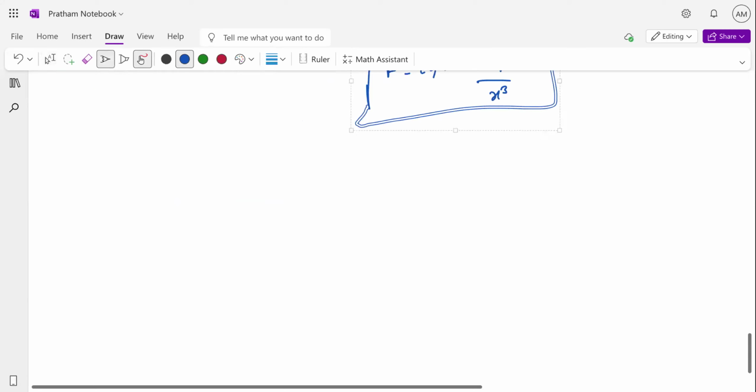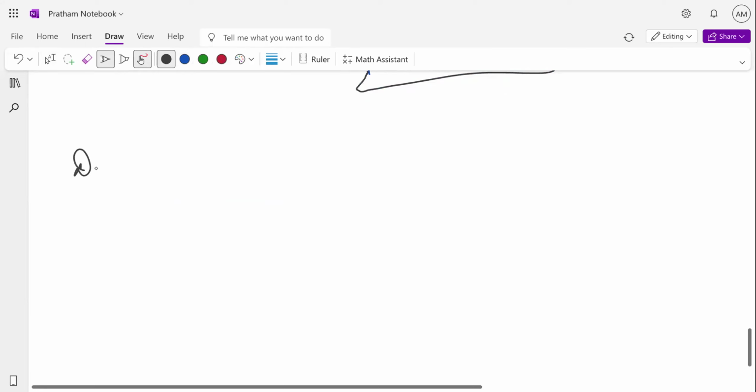Okay. So the last part of this topic, today's class, dipole moment in a uniform electric field.